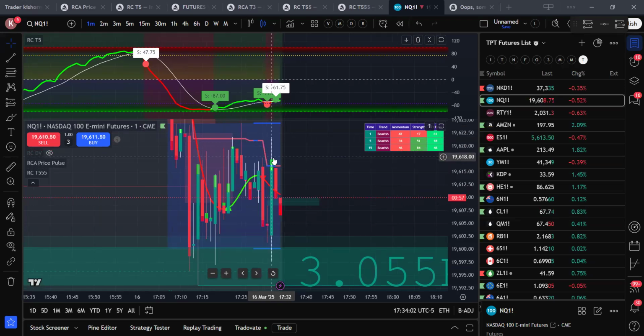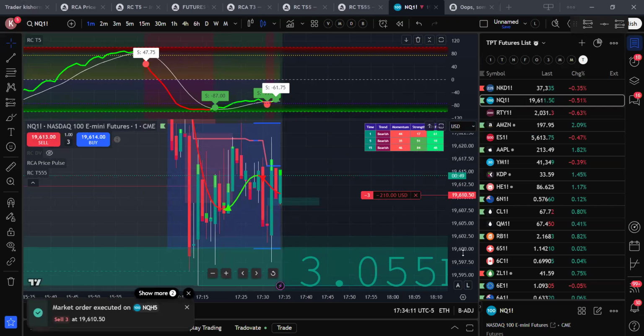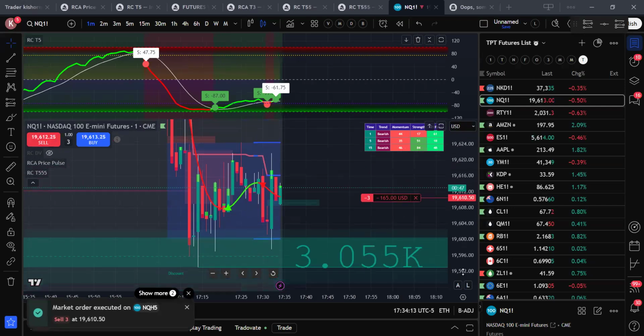Because here it touches the price pulse, but the body never went above it. Here you can see it is going down. So you can, Krishnaji, yeah.